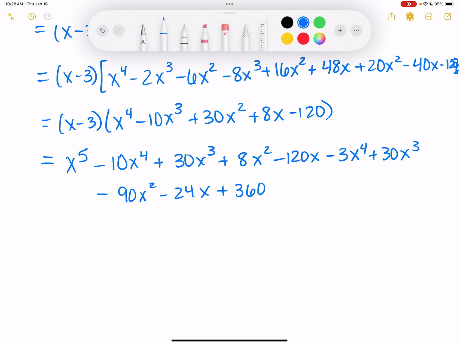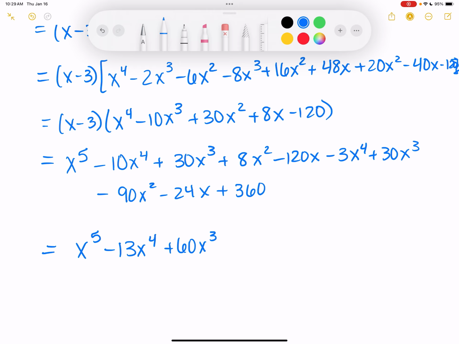All right, so now simplified. X to the 5th, negative 13x to the 4th, plus 60x to the 3rd. Plus 30 is 60x cubed. Did you get these right? Yes. Minus 82x squared.